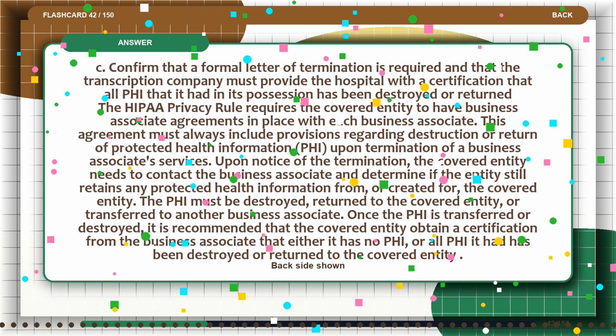Upon notice of the termination, the covered entity needs to contact the business associate and determine if the entity still retains any protected health information from or created for the covered entity. The PHI must be destroyed, returned to the covered entity, or transferred to another business associate. Once the PHI is transferred or destroyed, it is recommended that the covered entity obtain a certification from the business associate that either it has no PHI or all PHI it had has been destroyed or returned to the covered entity.